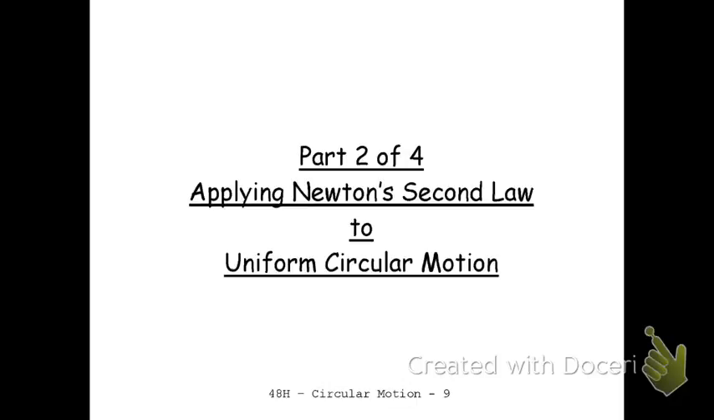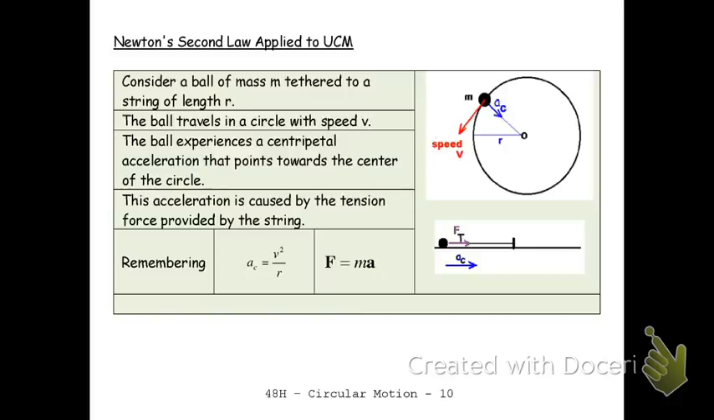Welcome back. So let's do this thing on Newton's second law and uniform circular motion. Here's my visualization. I have a mass that's going in a circle. It's got a tangential speed, tangential velocity at any instant. The circle's got a certain radius, and the centripetal acceleration's got a certain size.